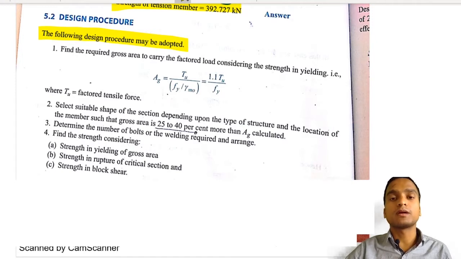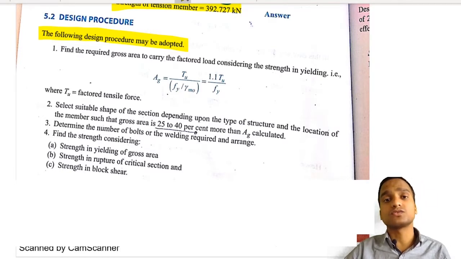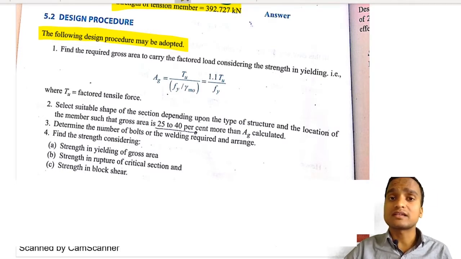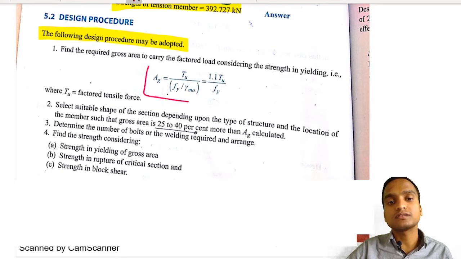First of all, we have to decide which type of section we are going to use. Maybe we can use channel sections, maybe single angle sections or double angle sections like a T around a gusset plate, and which section exactly we have to choose is decided by the cross sectional area of the gross section. So the gross area is calculated using this formula: Tu divided by Fy by gamma m0.